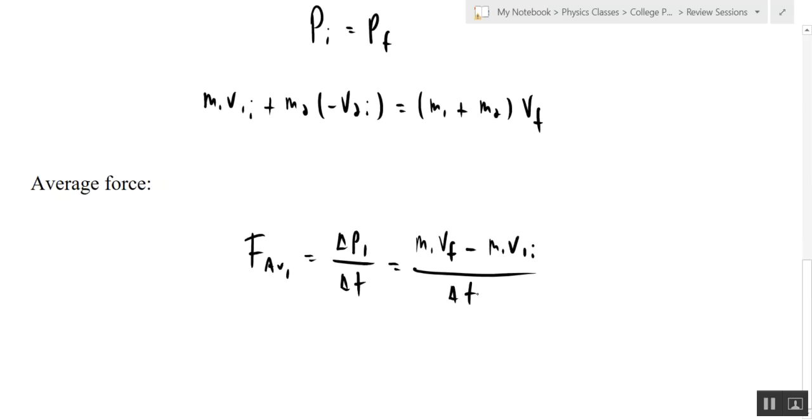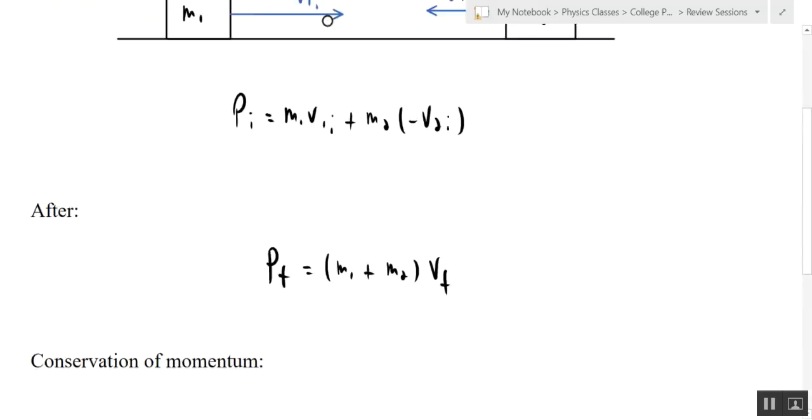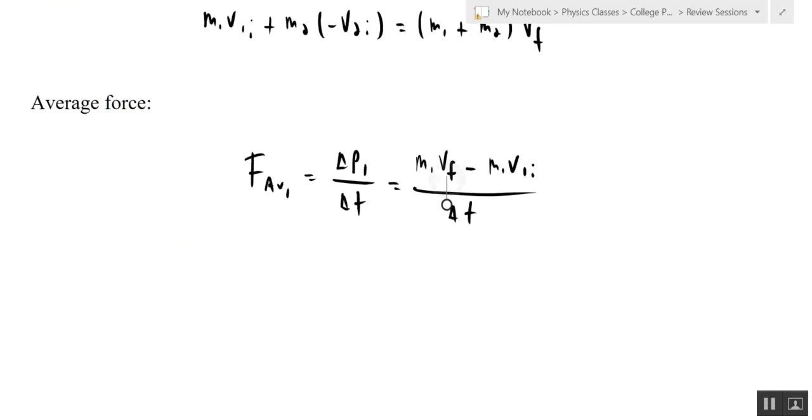Okay, so what are you given? You're given the average force, it's given. You're given the time for the collision, it's given. So what's the only thing you don't know in this equation? VF, right? Now you have to be careful with your signs because everything's a vector, right? F average is a vector, it can be positive or negative. V1I is a vector, but it's positive, because it's going in the positive x direction. So you have to be careful with your signs, but you can solve for VF, right?